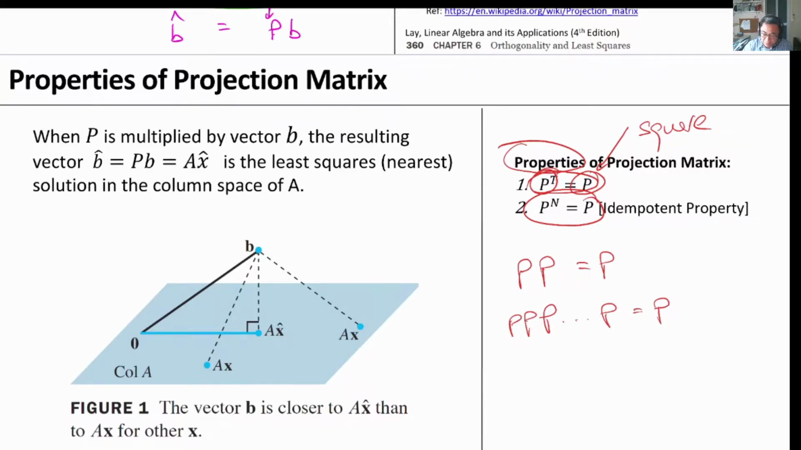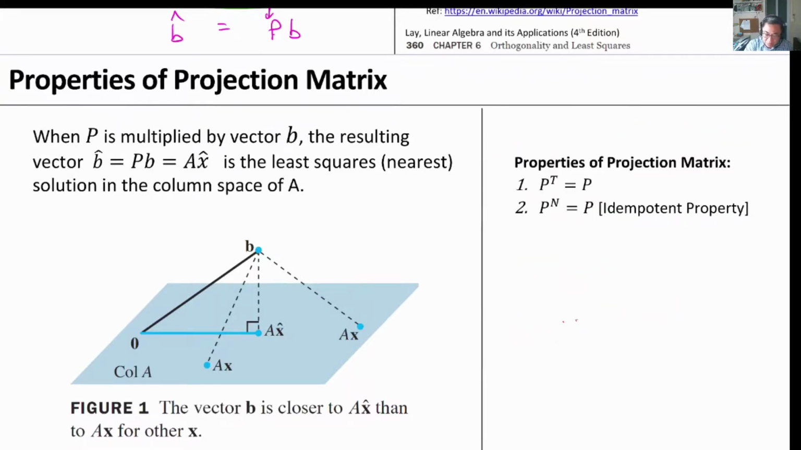These two properties together are the properties that will always exist when we say that a matrix is a projection matrix.